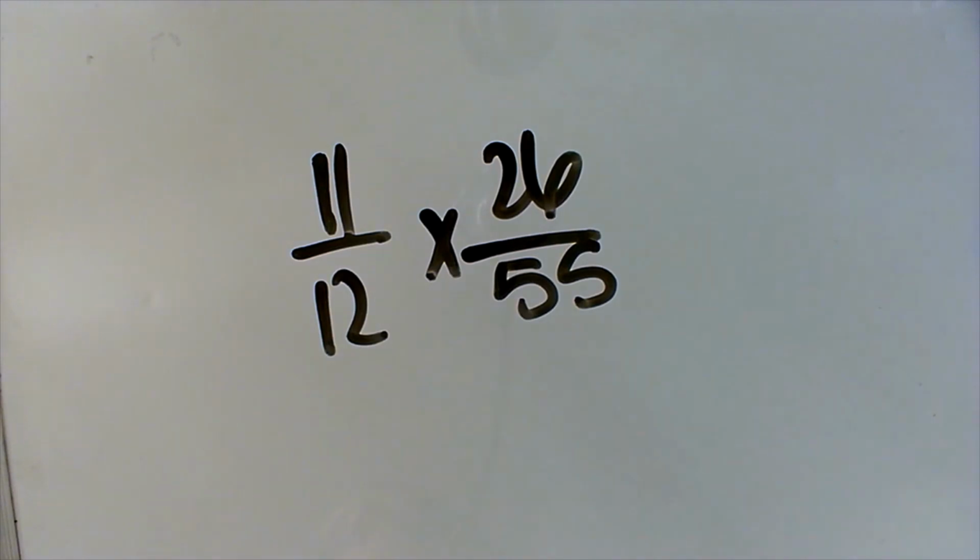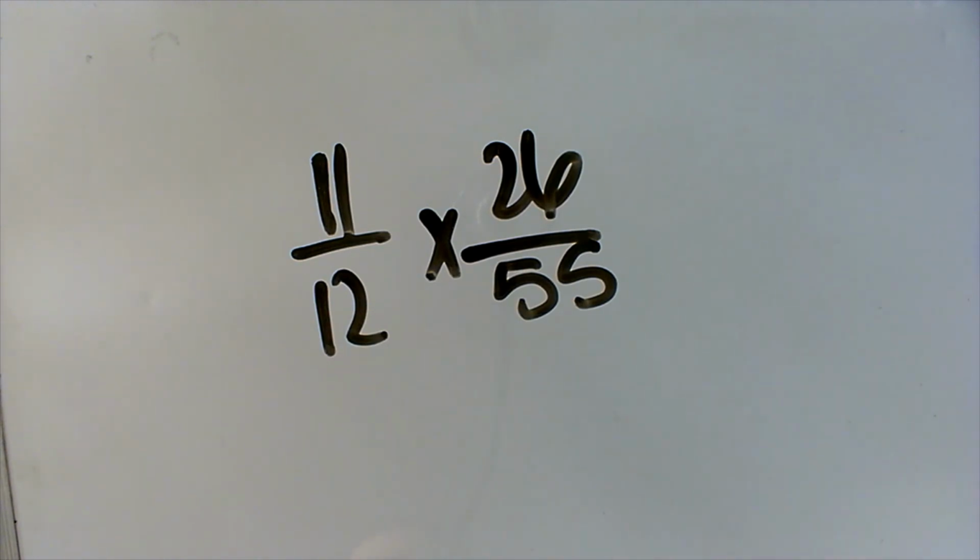Alright, one more example, and this example is going to show you why cross-simplifying can be helpful. If I take a look at this fraction, 11/12 times 26 over 55. Man, can I tell you, it's going to take me a minute to solve this. These are some pretty big numbers. Do I know off the top of my head what 12 times 55 is? Absolutely not. So using cross simplification will help me solve this even quicker.